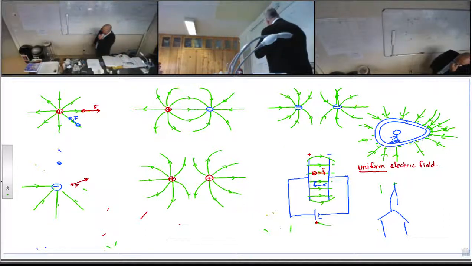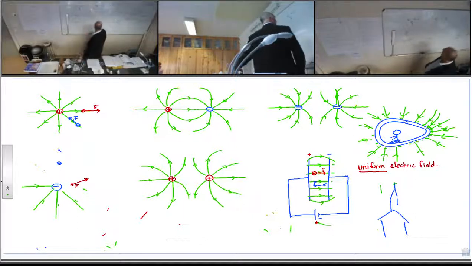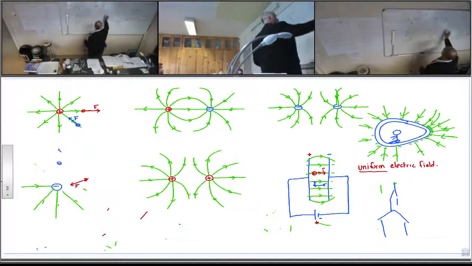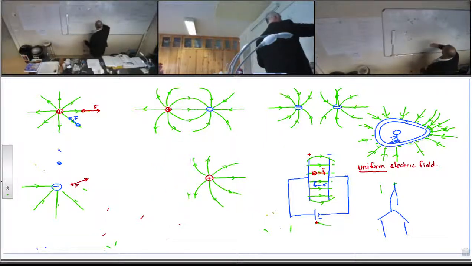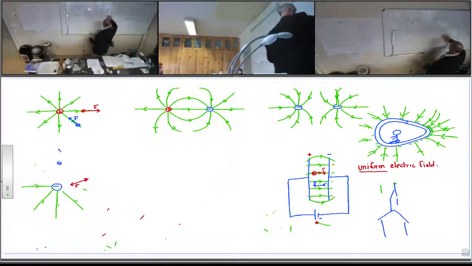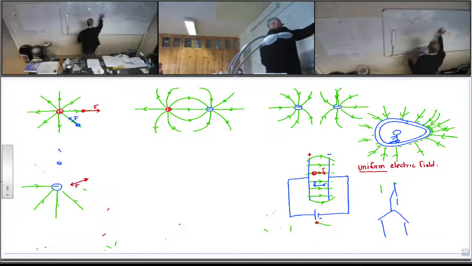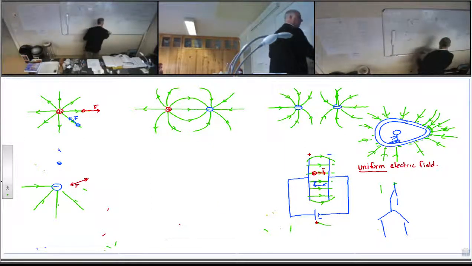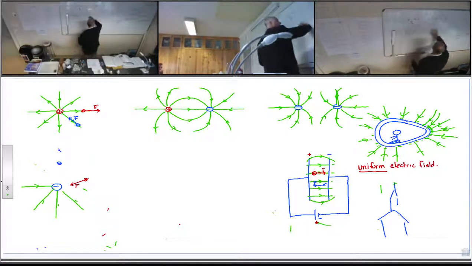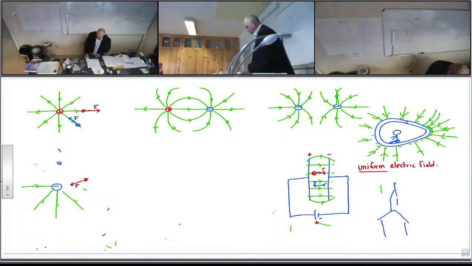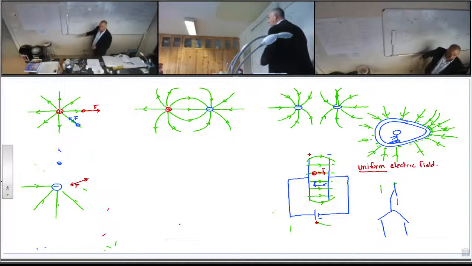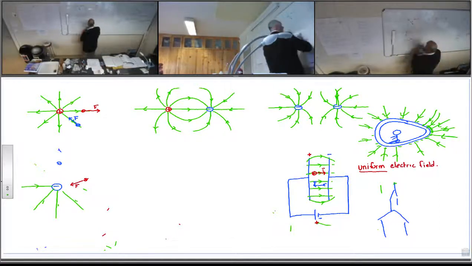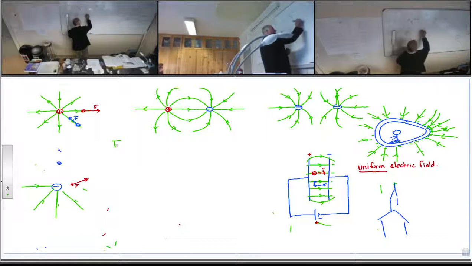What I'd like to look at now is something called electric field strength. Just how strong is this field? Is there a formula for calculating it? We know what an electric field is, but what is the strength of the electric field? So that's the heading I'm going to put up here.